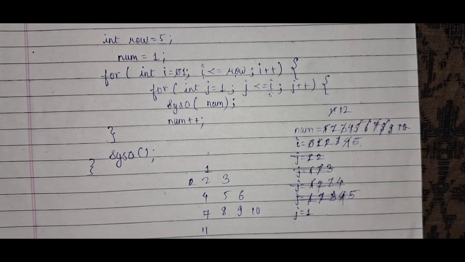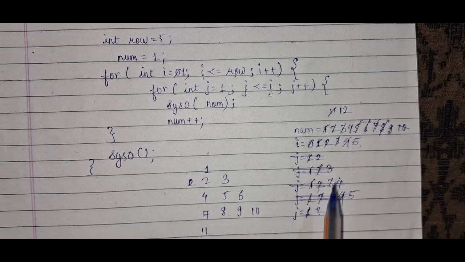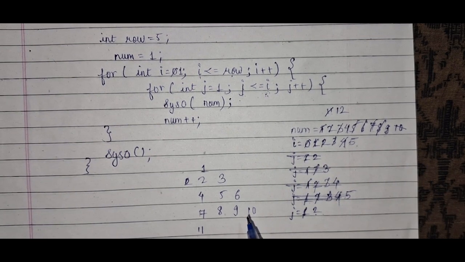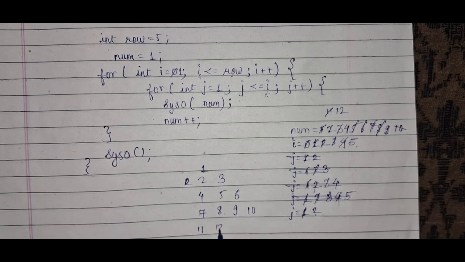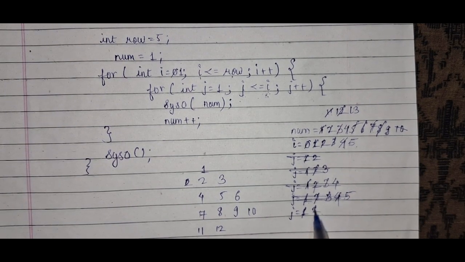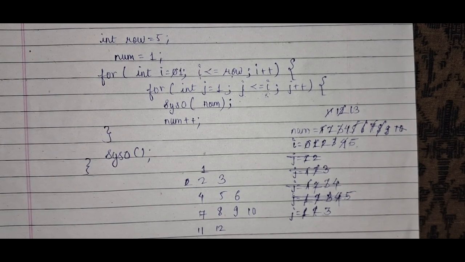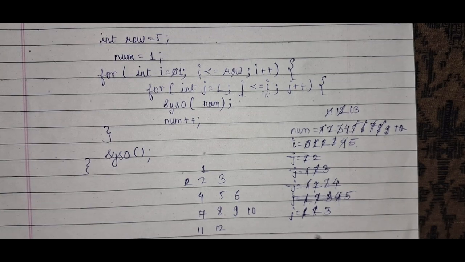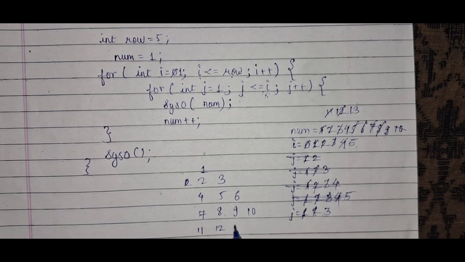Now after updating the num, j's value gets updated. Now j's value has become 2. Now it will check the condition. Is 2 less than or equal to 5? The condition will be true. Then it will print num, that is 12, and update the num by 1. Now j's value has become 3. Now it will check the condition. Is 3 less than or equal to 5? Then the condition will be true. Then it will print the num.